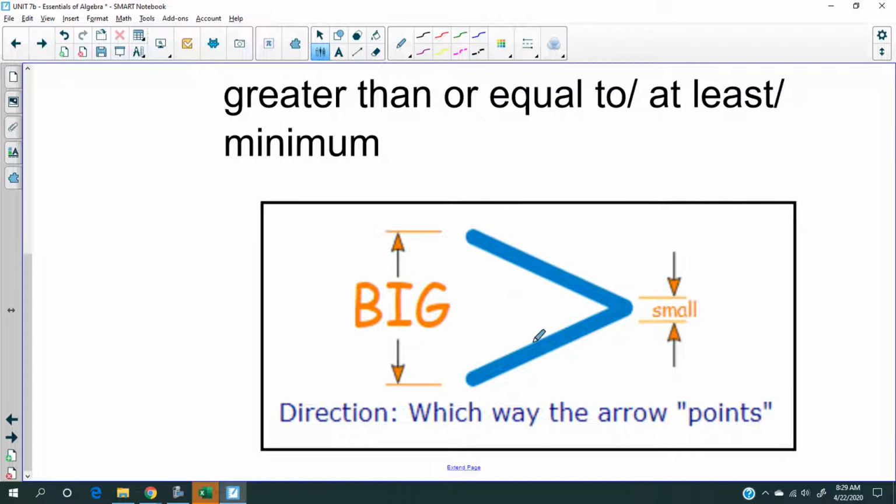The mouth of the alligator is always facing something large, and the way I tell my students is the arrow always points at the smaller one. Because it's narrow, it's sharper, it's smaller. So the arrow always points at the smaller quantity, and the mouth of the alligator is always facing the bigger quantity.